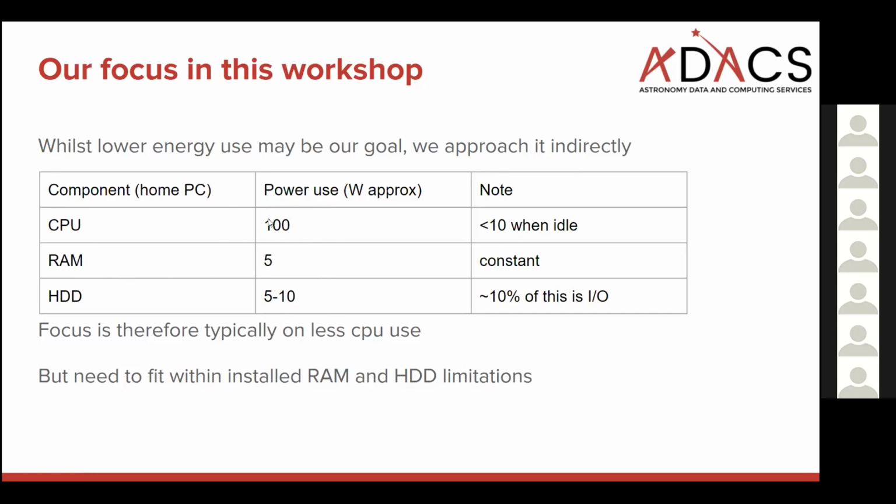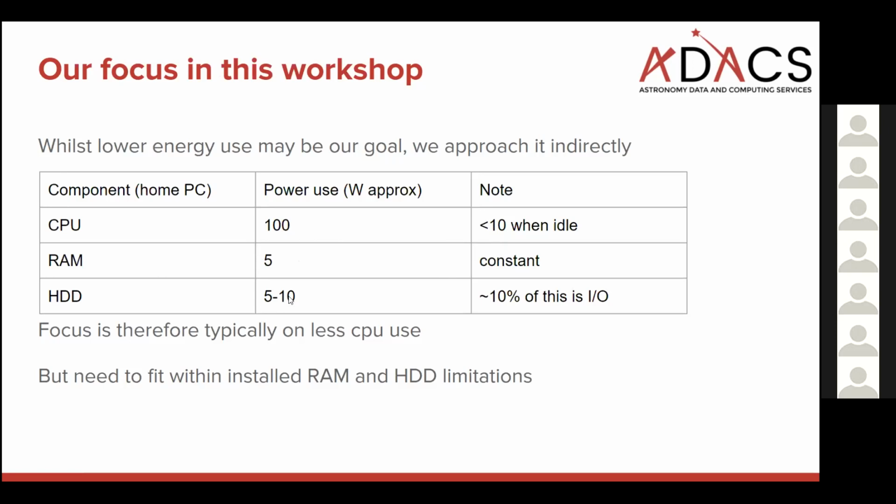So the CPU on your desktop, depending on how many cores it has, will use about 100 watts while it's fully engaged, but when it's idle, it drops down to less than 10. The RAM in your computer is going to use about 5 watts, and it's constant. It doesn't matter whether you're actually reading and writing to the RAM. RAM is volatile storage, so it constantly needs 5 watts just to be there.